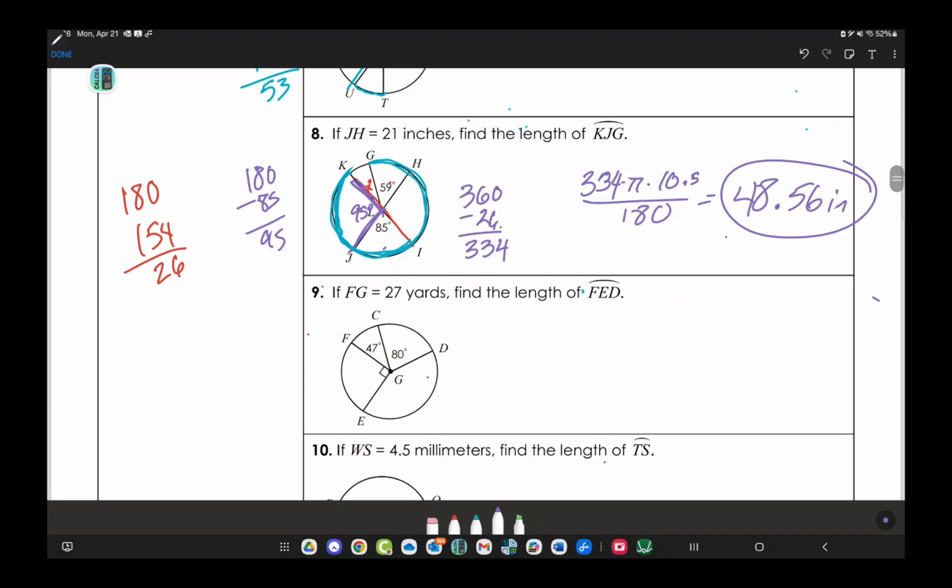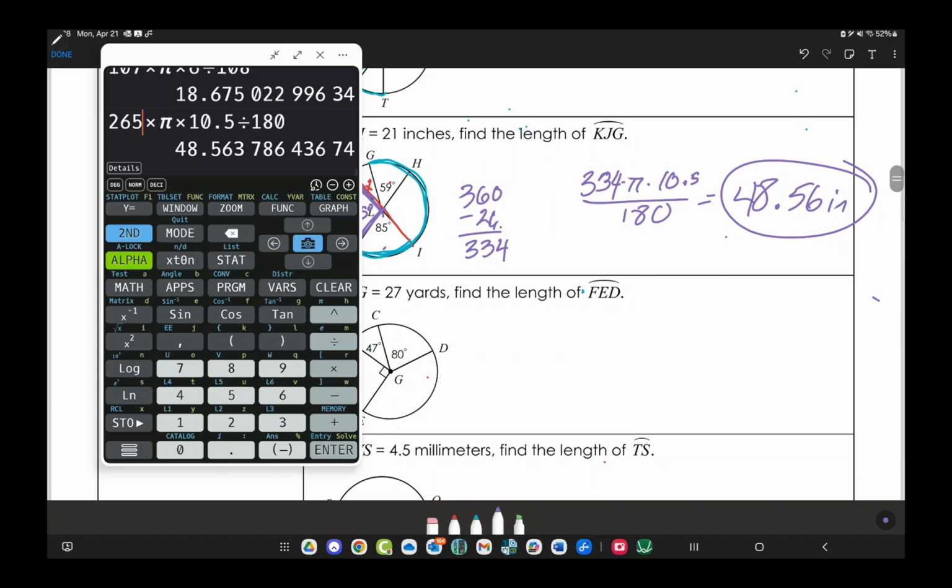I'm getting to a point where I actually like making mistakes, because that's honestly something that one of you may do, so keep an eye out for it. Make sure you're going around the correct arc. KJG, not KGJ. So that gives me 334. Now that's going to change my answer to 61.21 inches.